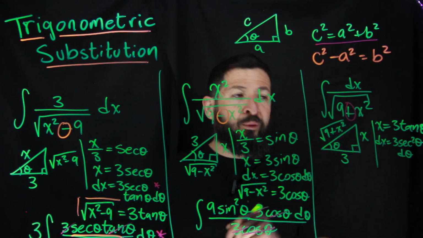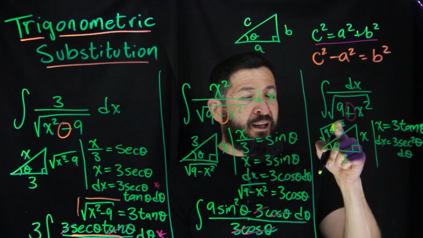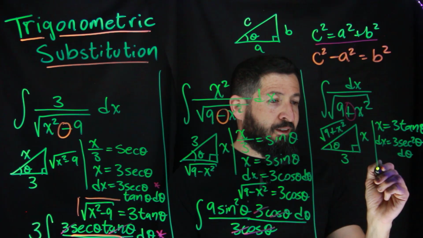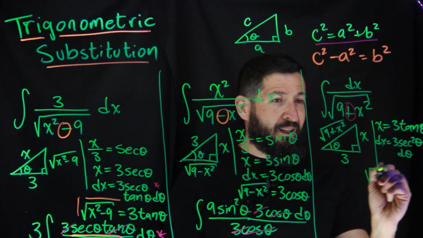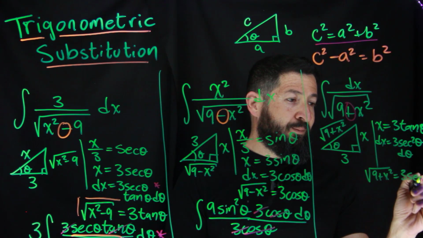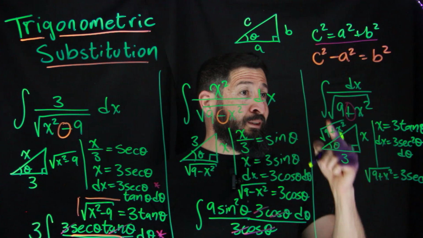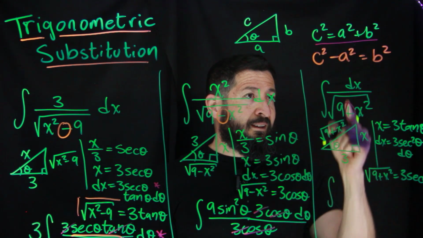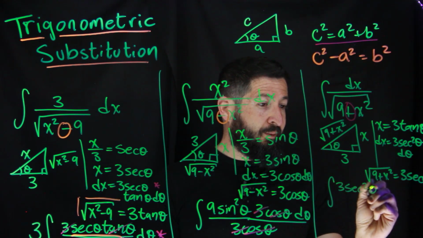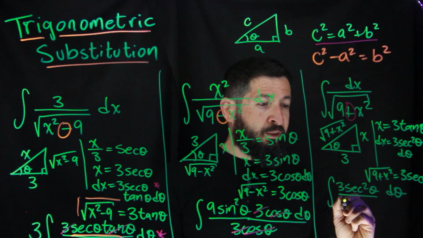And now I need the square root. The square root, I want to do square root divided by 3. That is hypotenuse over adjacent. That is going to be the reciprocal of the cosine, which is secant. So my square root of 9 plus x squared is going to be 3 secant of theta. I don't think that fit there. Anyways, now we can substitute things in, and I get the integral of dx, which is 3 secant squared of theta d theta, over the square root, which is 3 secant theta.